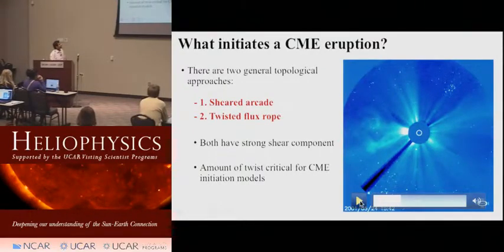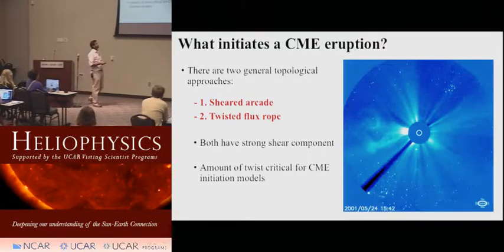This is a movie from LASCO, and as an idea of scale, so you guys have a handle on scale, the white circle here is the size of the sun. This is an occulting disk to block out the bright light of the sun, and this is the coronagraph. On this coronagraph, it is about 30 solar radii to the outside edge of the field of view.